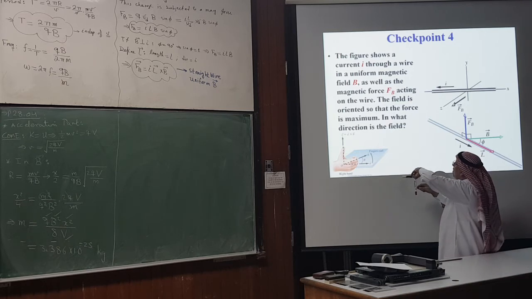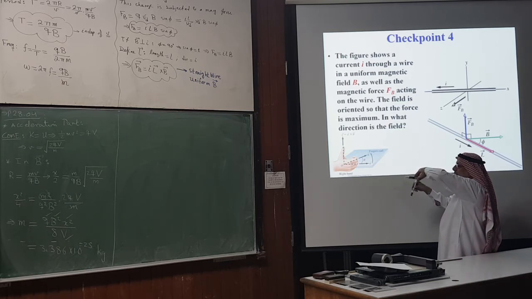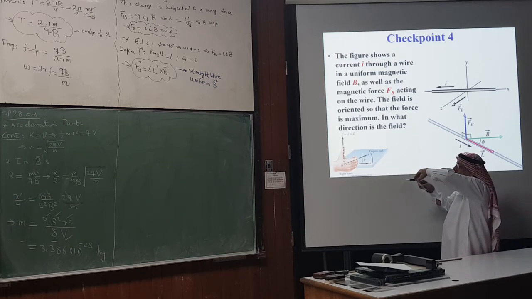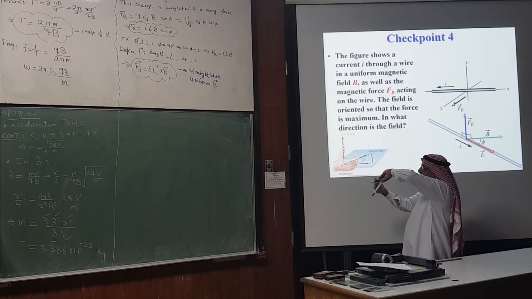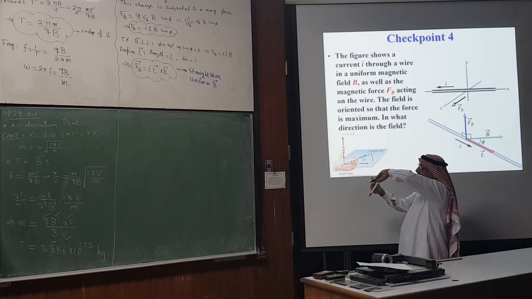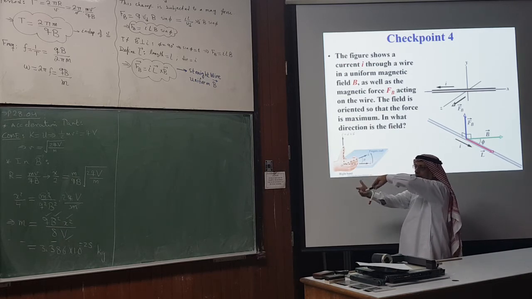Now, if the magnetic field is anywhere in this plane, the force will still be in the Z direction. So where exactly is the magnetic field? Well, you can see that there is an angle between them. As the angle increases, you have to put less magnetic field. The angle will help the magnetic field.